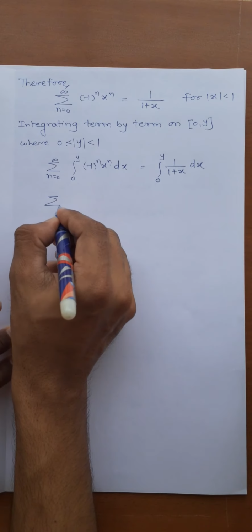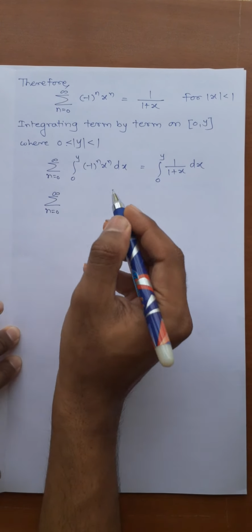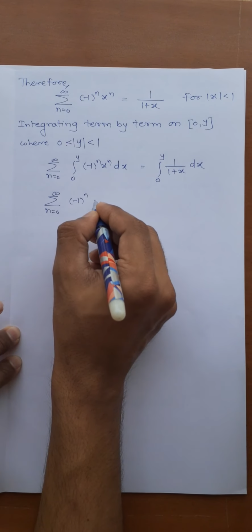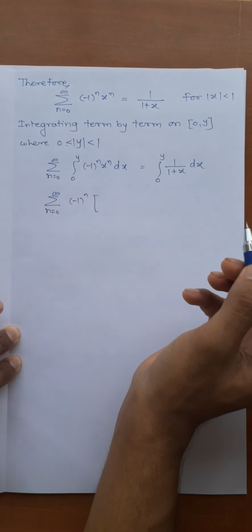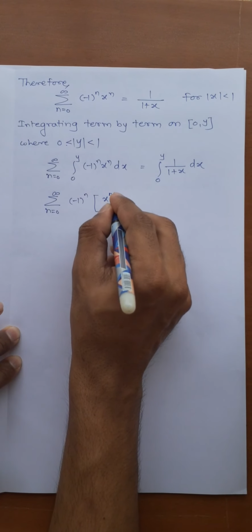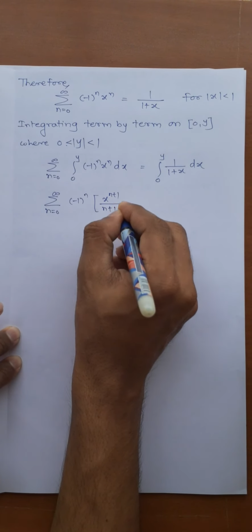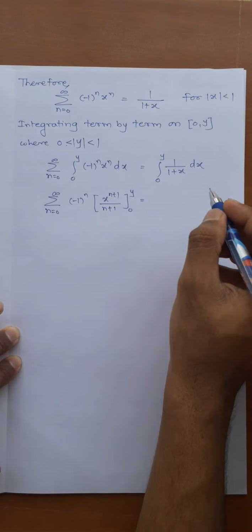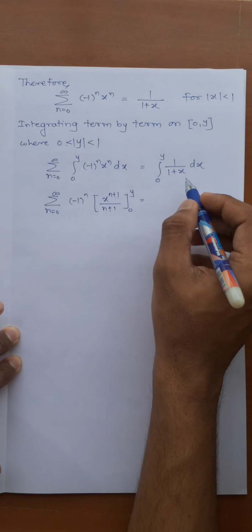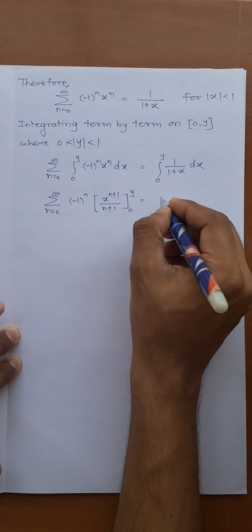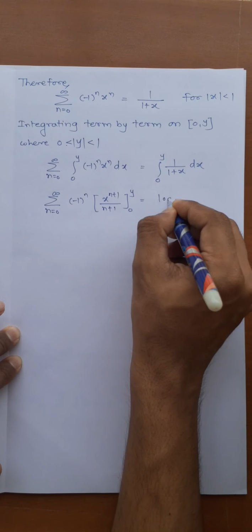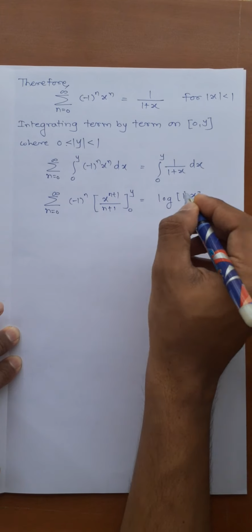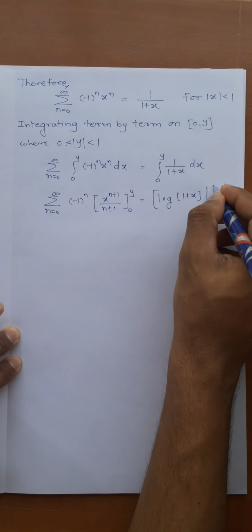So summation n running from 0 to infinity, (-1)^n is a constant and will come outside, and we have to take the integration of x^n. What is the integration of x^n? It is x^(n+1)/(n+1) with limits 0 to y. What is the integration of 1/(1+x)? Its integration is log(1+x) with limits 0 to y.